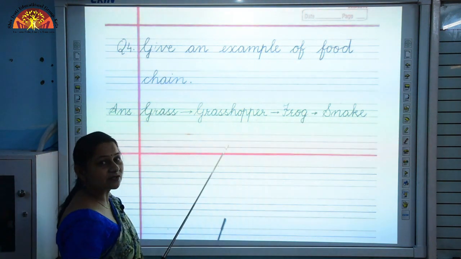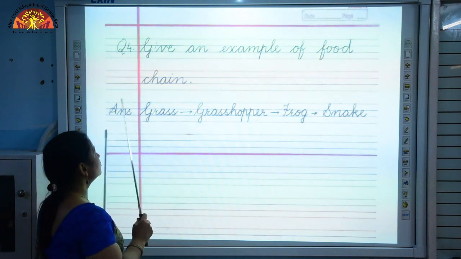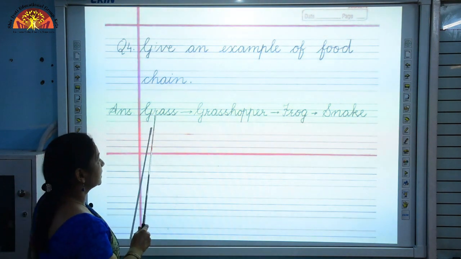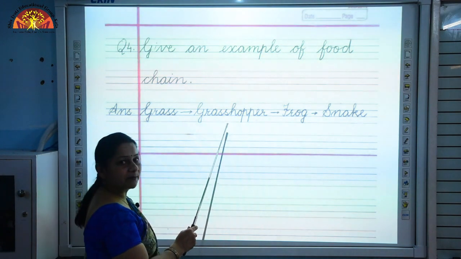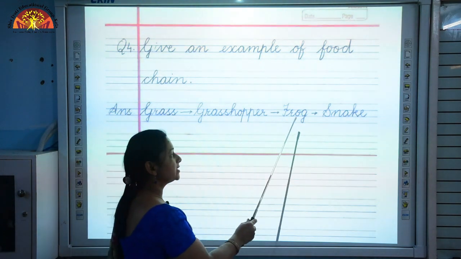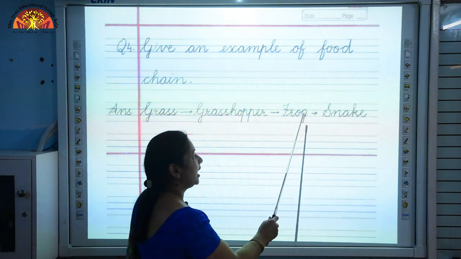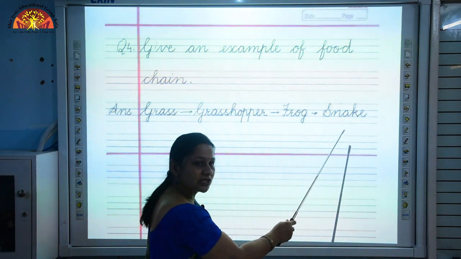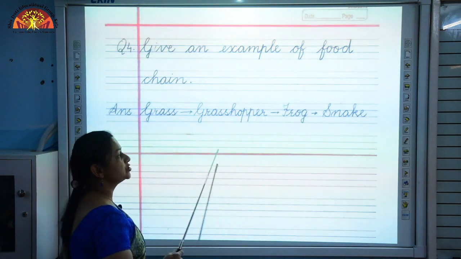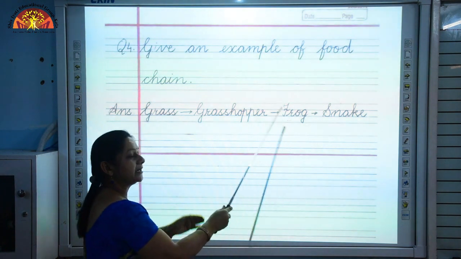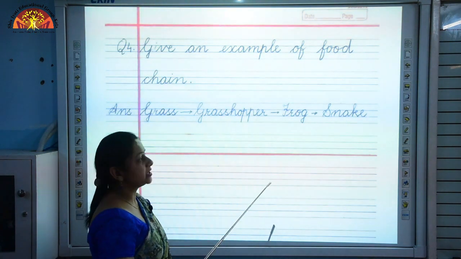Next, question number 4, give an example of food chain. As we have discussed on the blackboard just now, children, the food chain shows first grass, and this grass is eaten by the grasshopper, the grasshopper is eaten by the frog, and the frog is eaten by the snake. So this shows the food chain where each animal is dependent on the other for its food.